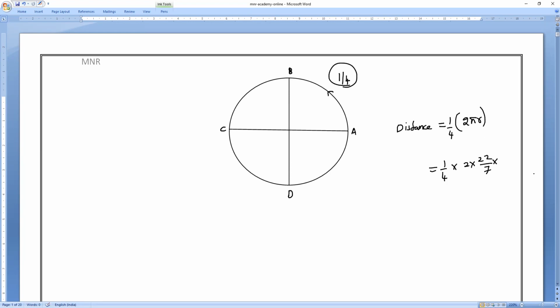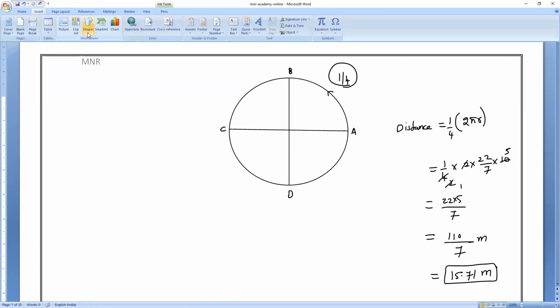What is the r value given? Radius of 10. Is it yes or no? So 2 ones are 2, 2 twos are 4, 2 fives are 10. So 22 into 5 divided by 7, which is equal to 110 divided by 7 meters. So what is the answer? 15.71 meters. Is it right or wrong? Yes, sir.